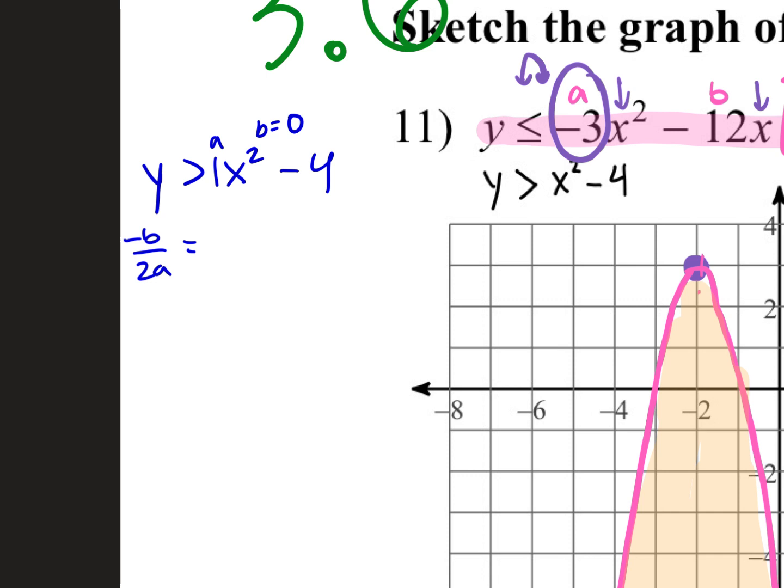What's our c? Negative 4. So we have negative 0 over 2 times 1. What's 0 over 2? 0. So for our vertex, the first number is 0.